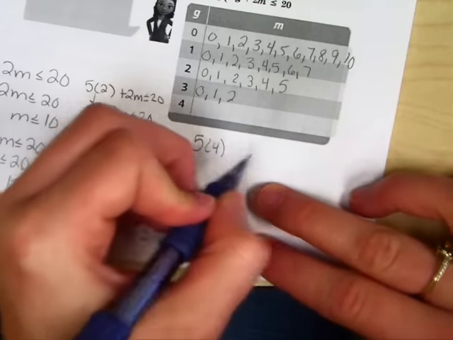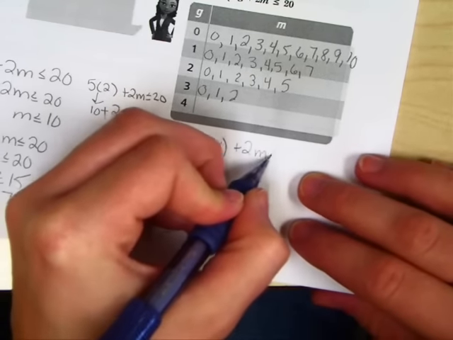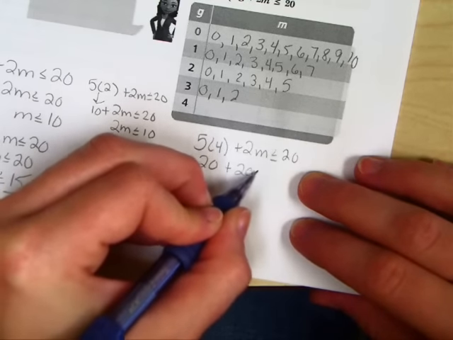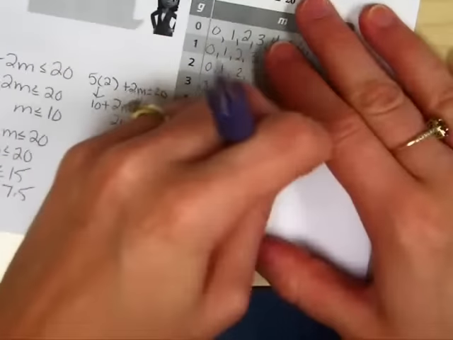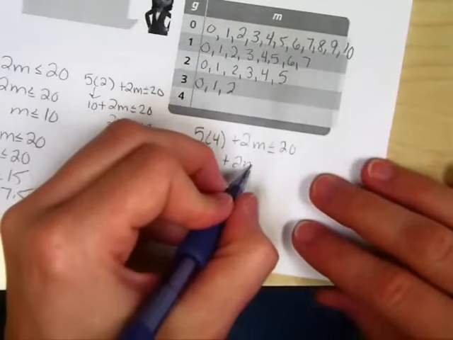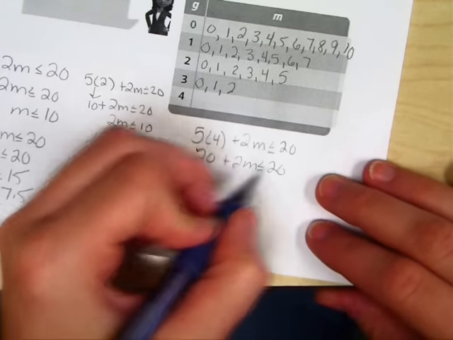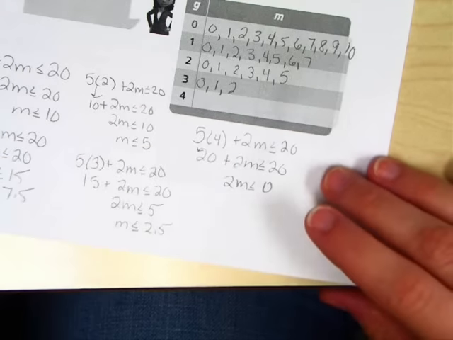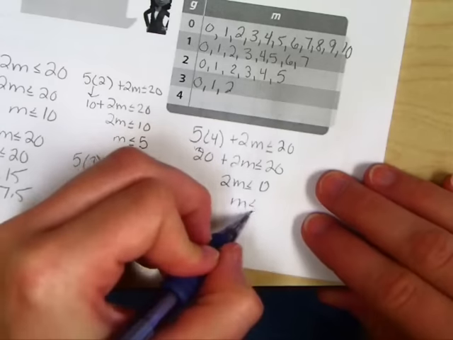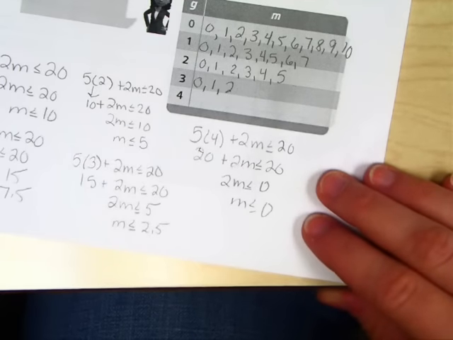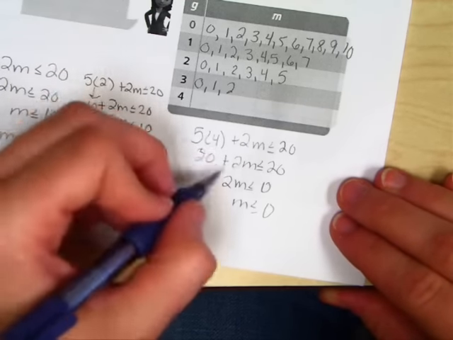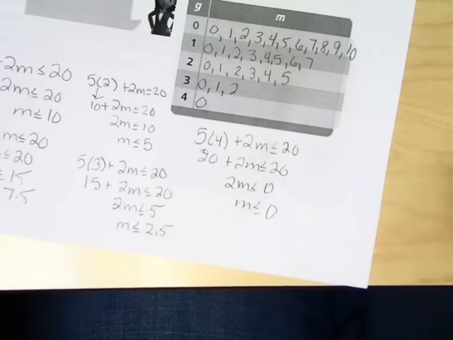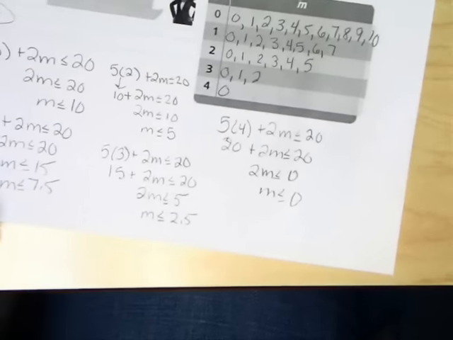5 times 4 plus 2m is less than or equal to 20. 5 times 4 is 20 plus 2m is less than or equal to 20. 2m is less than or equal to 0 when you subtract 20. m is less than or equal to 0 when you divide by 2. So the only option for m, if g is 4, is 0, because we can't go into negatives because whole numbers are positive numbers.